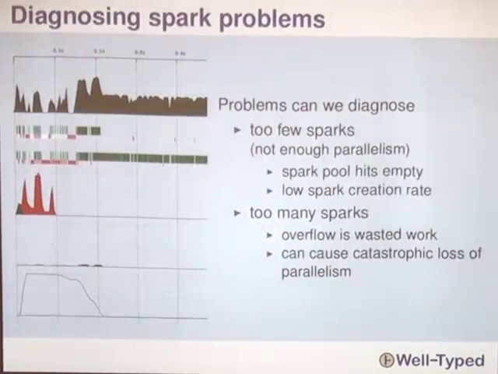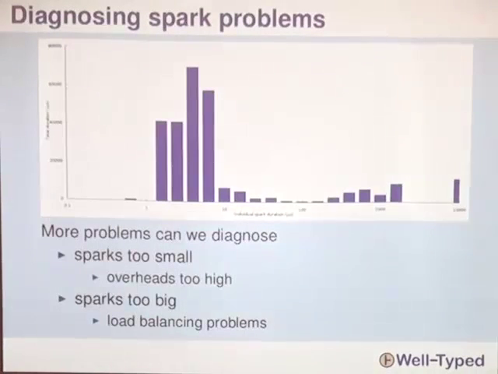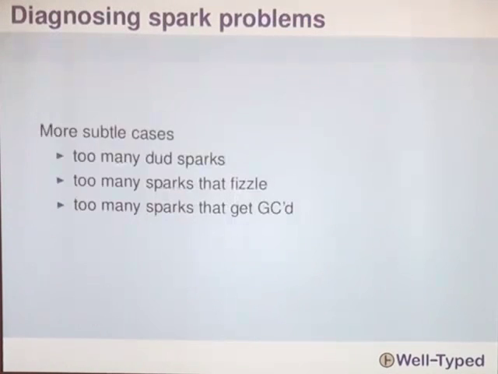So we can diagnose some problems just by looking at these things. You can see you've got too few sparks, not enough parallelism, the spark pool hits empty, or your spark creation rate is very low. You can see if you've got too many sparks, you're overflowing your spark pool, which, as I showed you in that example, can cause a catastrophic loss of parallelism. Over here, you can see if they're too small or too big. Too big is usually less of a problem than too small, but it can still be a problem if it means you end up with not enough sparks. It can cause load balancing problems between the cores.